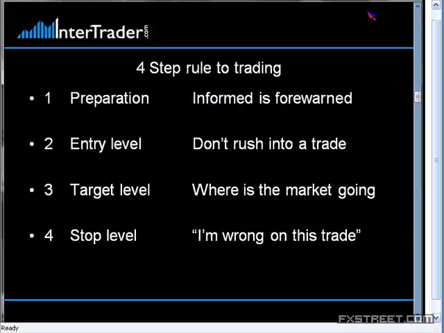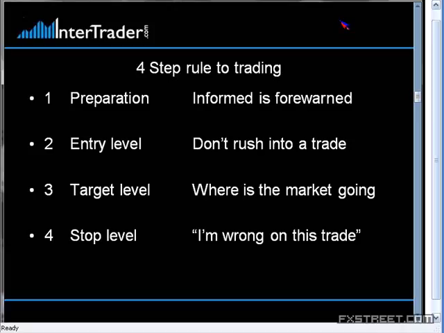Okay, so the 4 basic rules that I talked about, a pretty common theme in anything that I present and anything that I write about. Number 1 is preparation. Informed is forewarned. Simple as that. If you think you can just turn on your screens and trade, you might have a lucky streak, you might win a couple of trades. But in the long run, trading is a marathon, not a sprint, and you're going to get caught out and lose money. Only because I've seen it literally 1,000 times. Number 2 is your entry level.